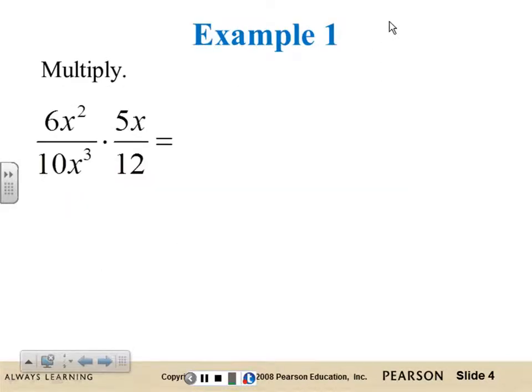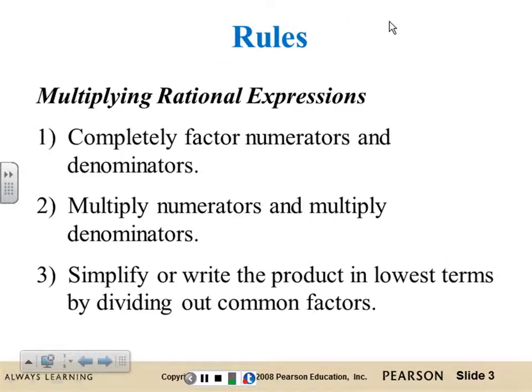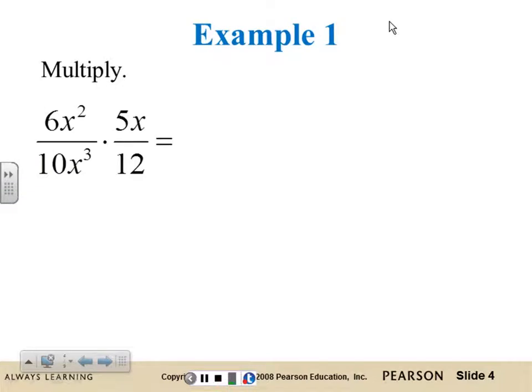Alright, so let's try one. So here, what I would like to do is reduce at the beginning if I can, since all of these are monomials. These will not factor because remember with your rules, completely factor the numerators and the denominators. Well, when you have monomials, you cannot factor. So since I can't factor, I can reduce from the very beginning.